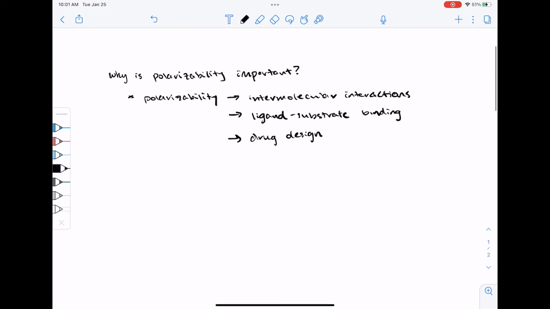Next, polarizability is also correlated with the electronic structure of a molecule, and it can be used in QSPR or QSAR models. These QSPR, QSAR models are then used to predict other properties or interactions of a molecule.